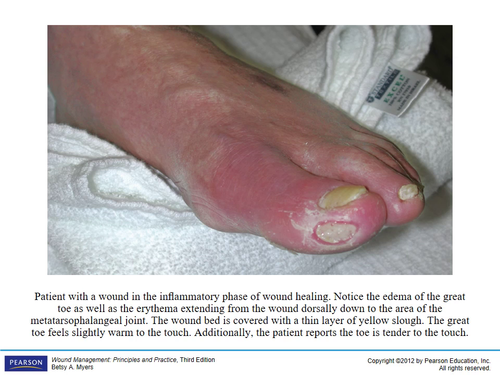We've seen this so many times. I'm not sure why they've used this picture as much as they have, but this is an arterial insufficiency. It's in the inflammatory phase of wound healing. Okay, there's a lot of edema around it, and a thin layer of yellow slough. So this is an arterial wound.